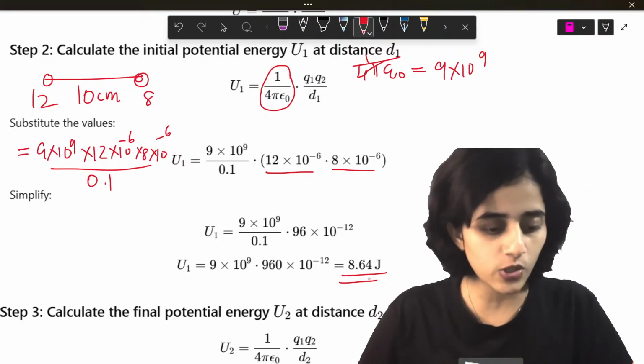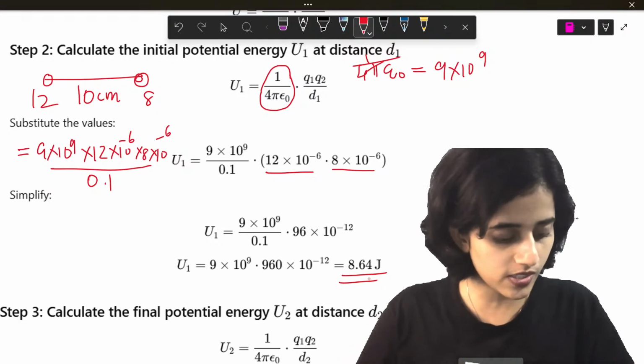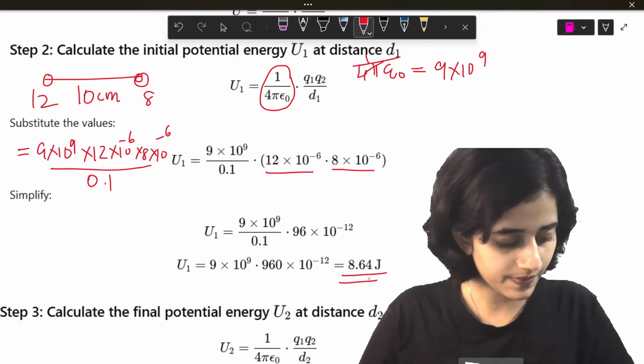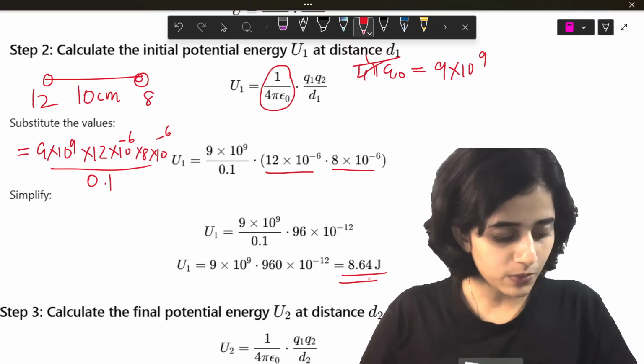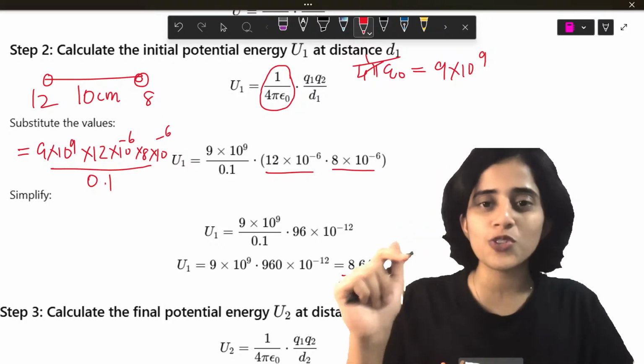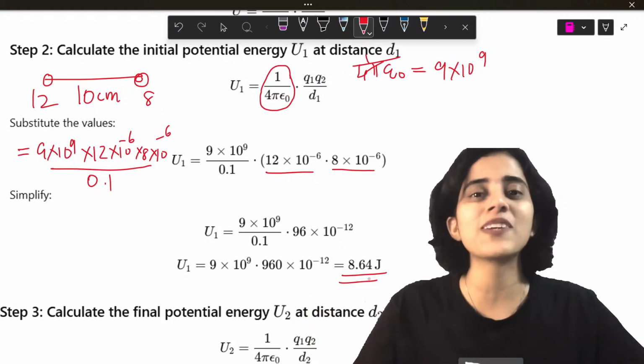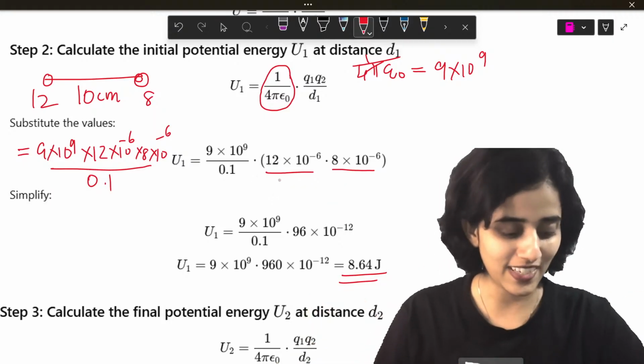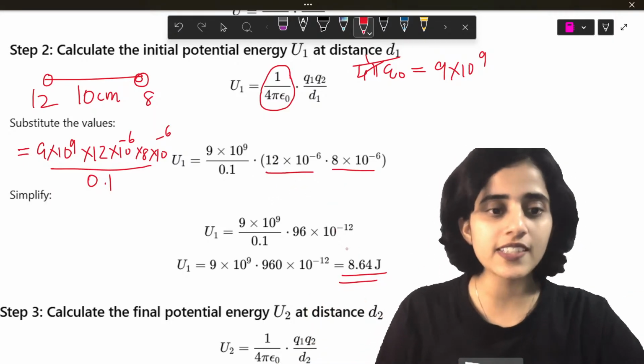Can you quickly let me know in the chat if you're getting 8.64 joules? Yes. Hi, Amu. We are doing numericals. These are numericals, okay? You're getting it? Yes.